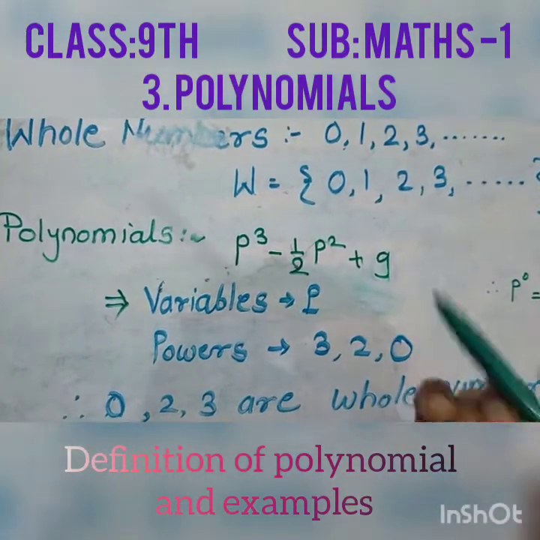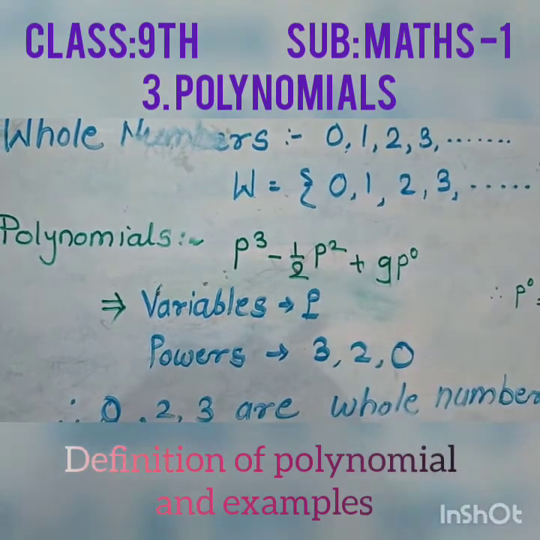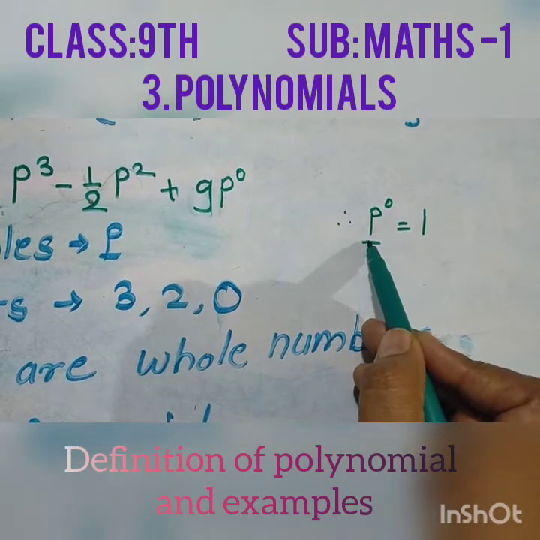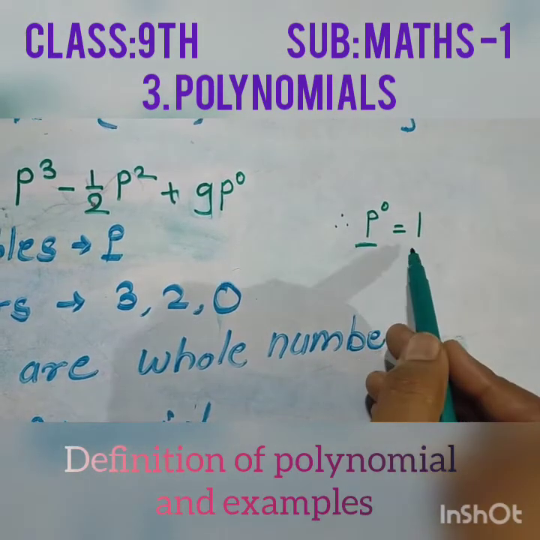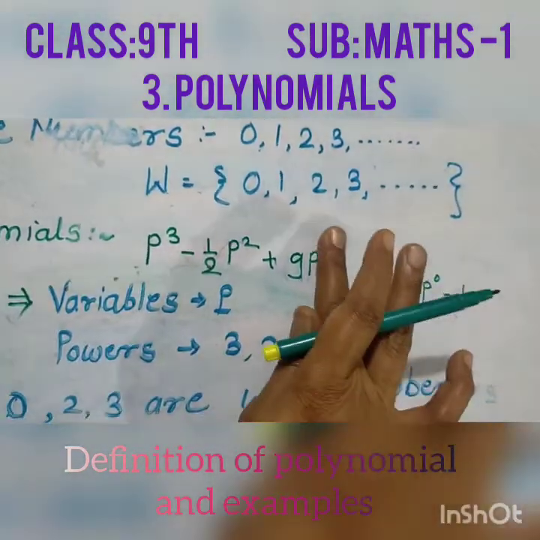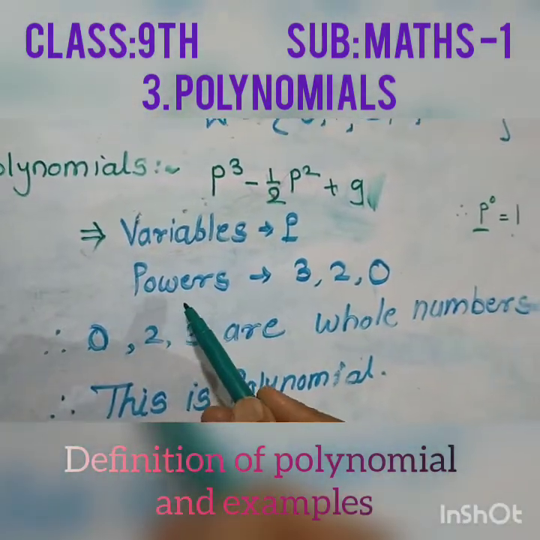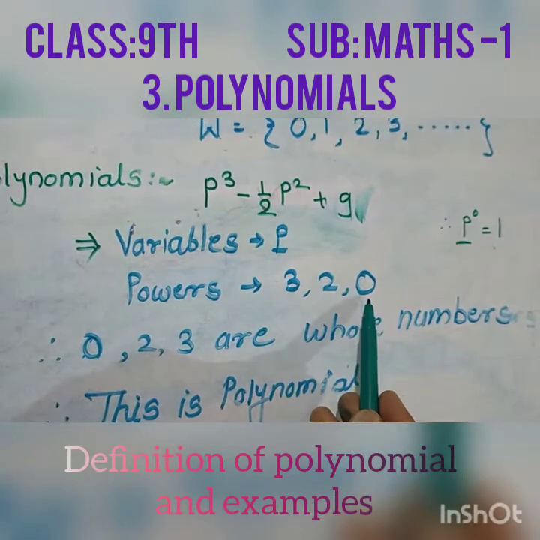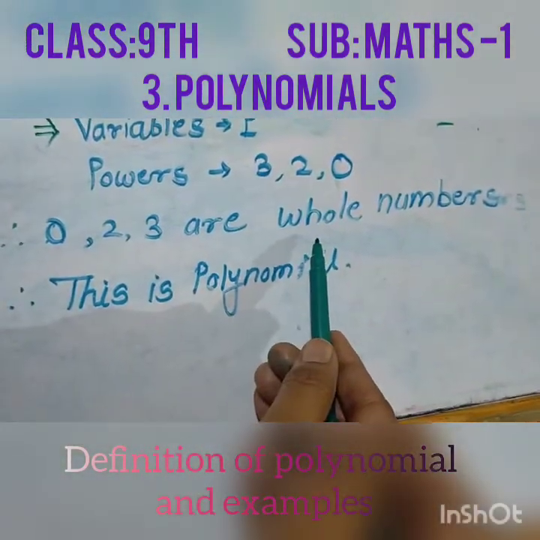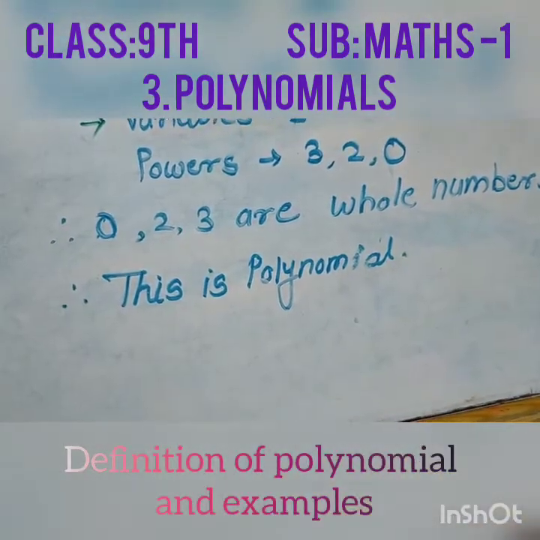It means with 9 there is p to the power 0. Why? Because if any variable has power 0, it becomes 1. Therefore, 9 times 1 is 9. It means here the power is 0. Therefore, we can say that powers are 3, 2, 0. But 0, 2, 3 are whole numbers by our definition. Therefore, this is a polynomial.